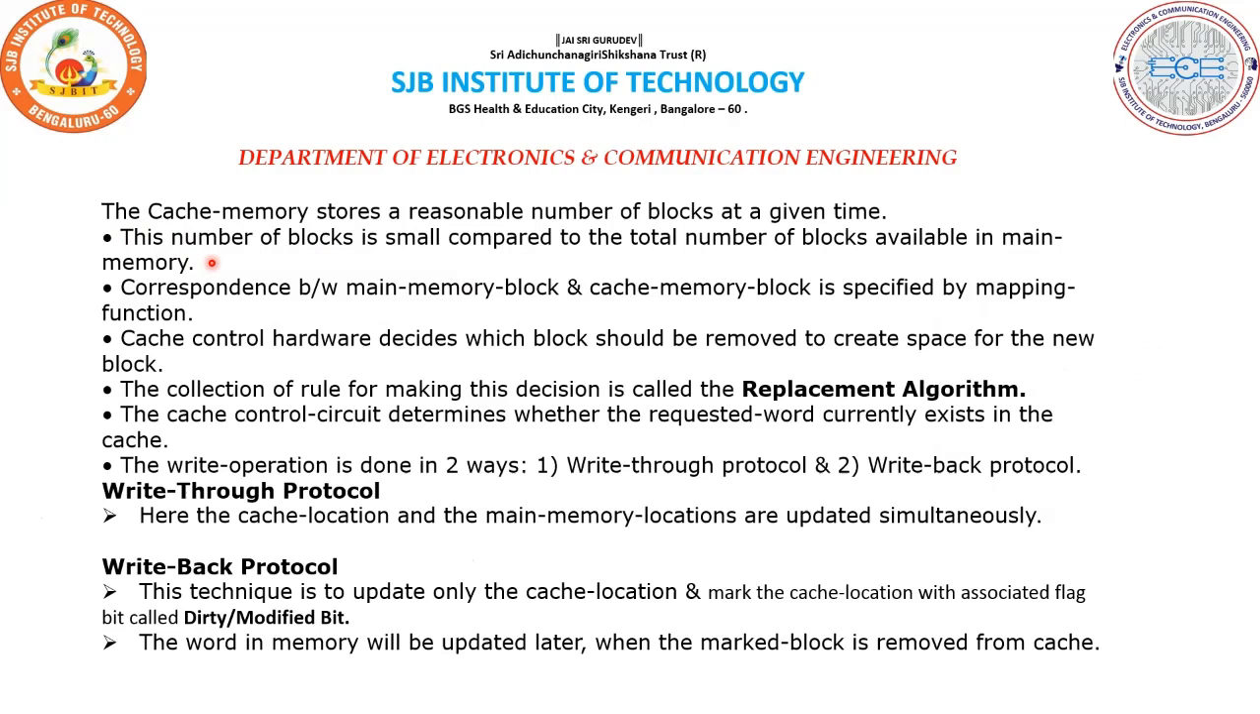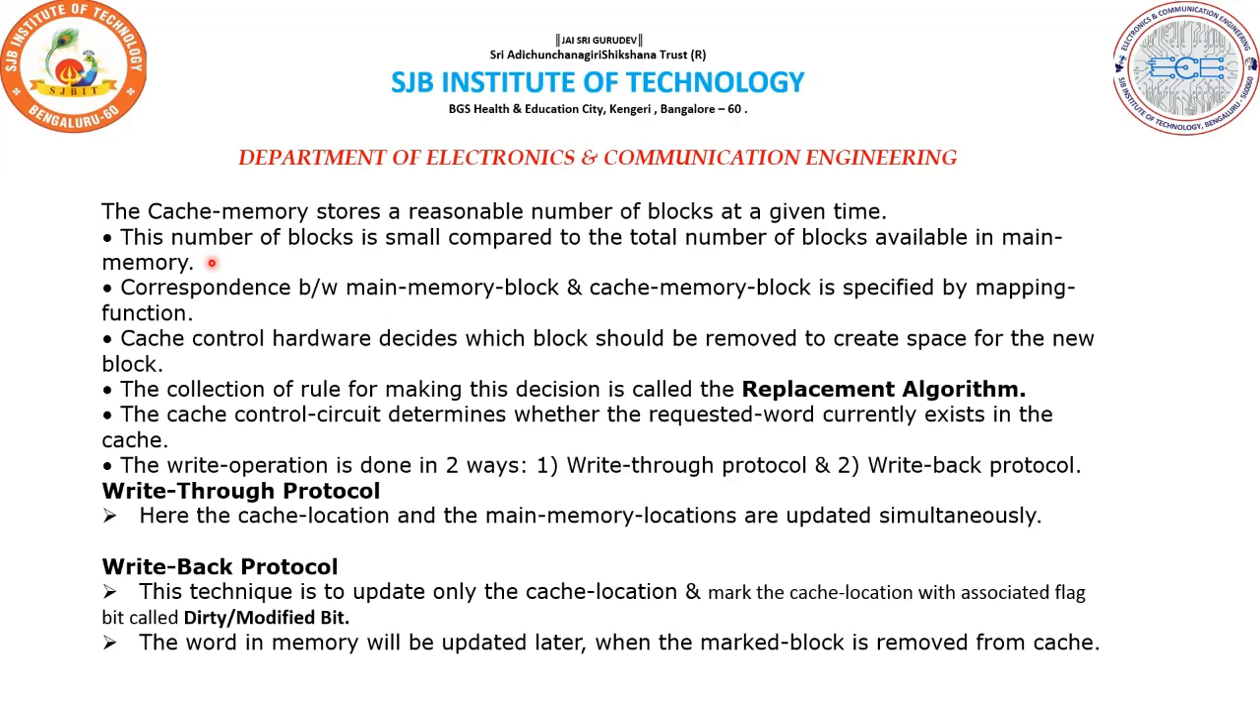The cache memory stores a reasonable number of blocks at a given time. This number of blocks is small compared to the number of blocks available in the main memory. The correspondence between the main memory blocks and the cache memory blocks is specified by the mapping function. The cache control hardware decides which block should be removed to create space for a new block. The collection of rules for making this decision is called the replacement algorithm.